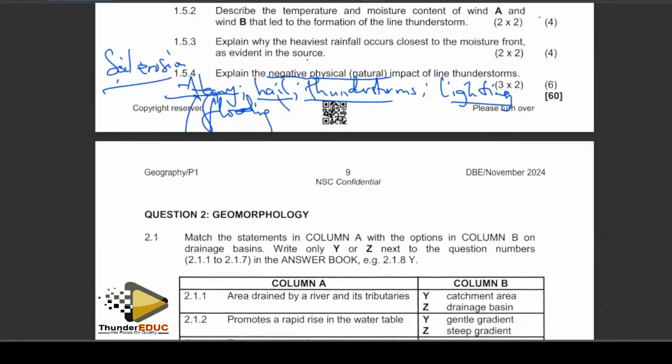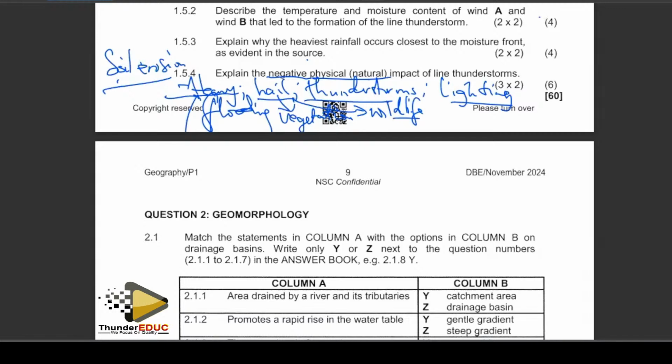Or you can talk of hail. Hail can damage vegetation. The natural vegetation can be damaged. Natural vegetation is damaged by hail. Or talk of wildlife, like birds. They can be killed by hail.